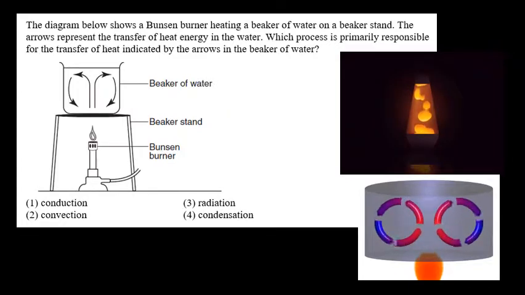What we're looking at here is we have a heat source on the bottom down here with our flame or Bunsen burner. It's heating the bottom of the pan, and that heat is transferring upwards and then hits the top of the water, flows outward, and then back down.